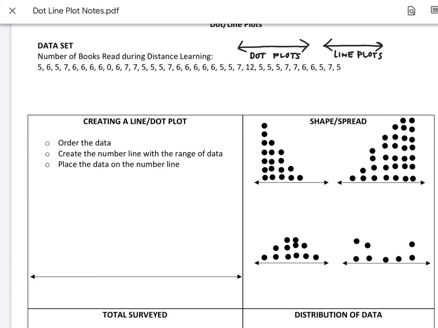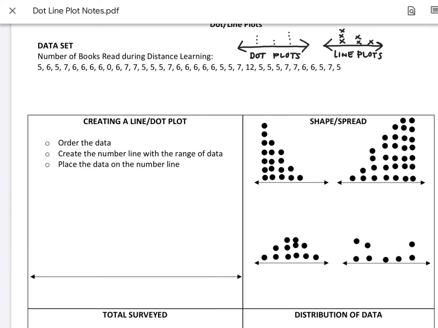Dot plots is when you use dots to organize data, much like what you see below. Okay, there's dot plots. Line plots is when you organize data with X's. Okay? So the only difference between these two, they're the same exact thing except for we use a different symbol. Dot plots use dots, line plots use lines or X's.